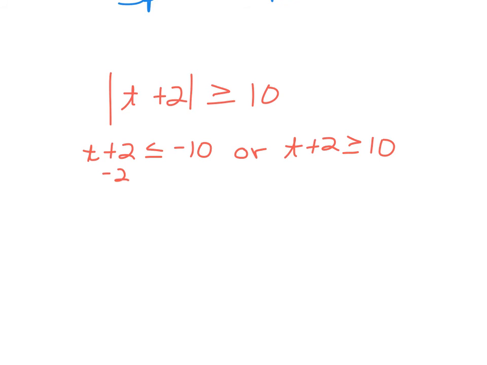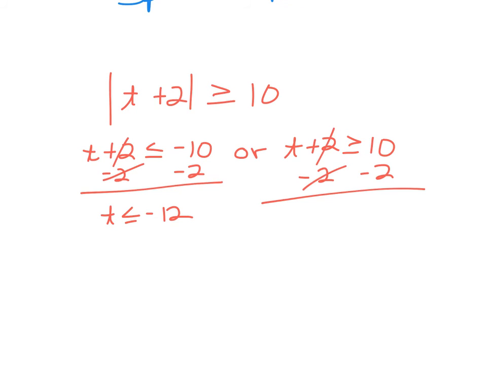If I subtract 2, I'd have t less than or equal to -12. If I subtract 2 over here, I'll have t greater than or equal to 8. So here's our answer in set builder notation. It's the set t such that t is less than or equal to -12, or t is greater than or equal to 8.